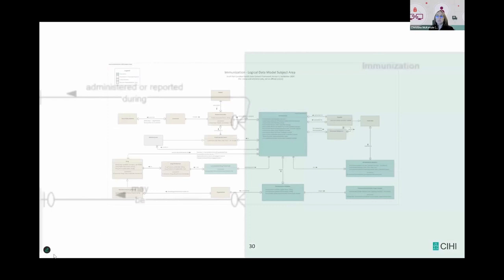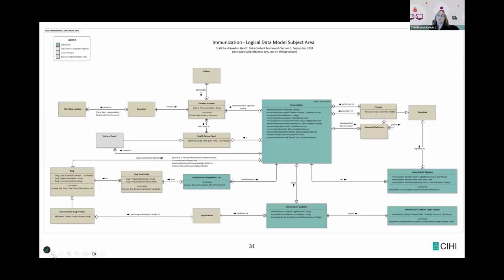And then we blow up the conceptual data model into a logical data model. And so this is what you're looking at here. So here's where we start to layer in those data elements and the attributes and some of the business rules that are part of the data model and the data itself. And this is the exact same view that you saw earlier. It's just a little bit more detailed at this point.